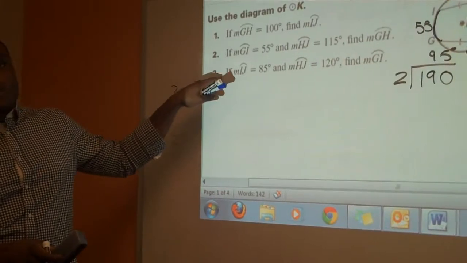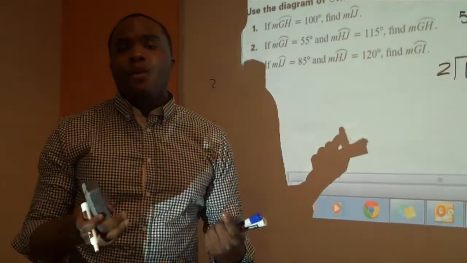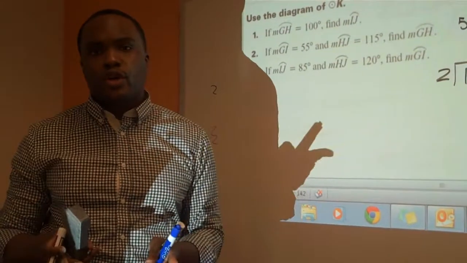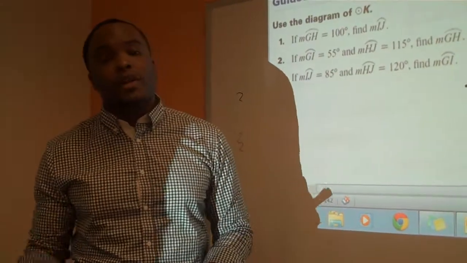Now I'm going to leave number 3 for you to try on your own. Come into class, be ready to discuss that question. So that was property number 1. Two chords are congruent, their corresponding arcs are also going to be congruent. Make sure you watch the next video. We're going to talk about property number 2.